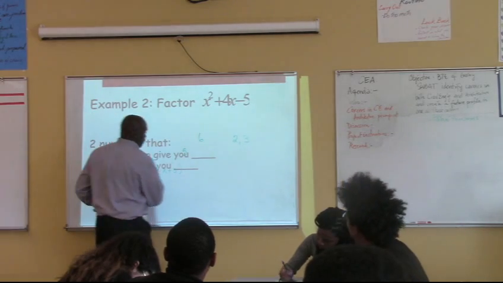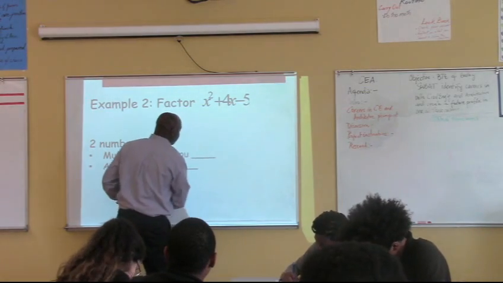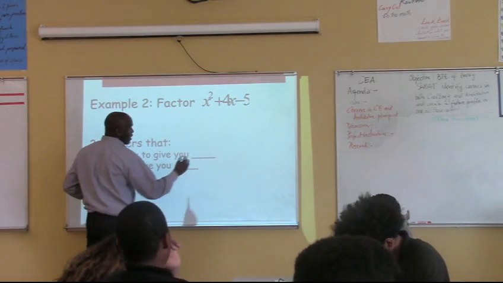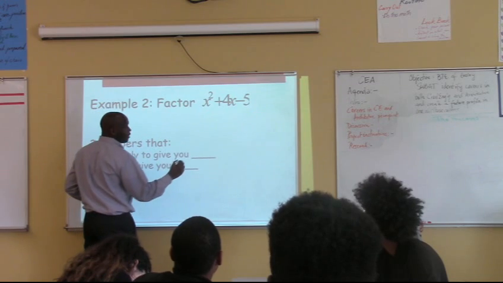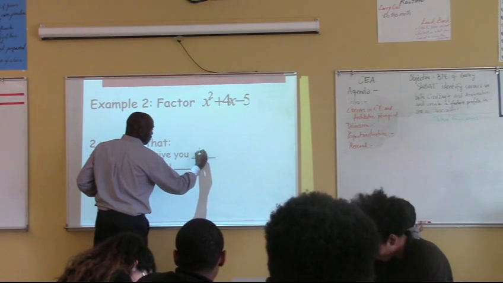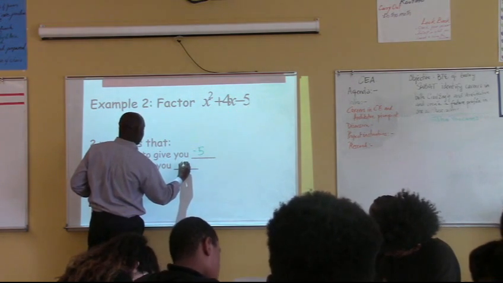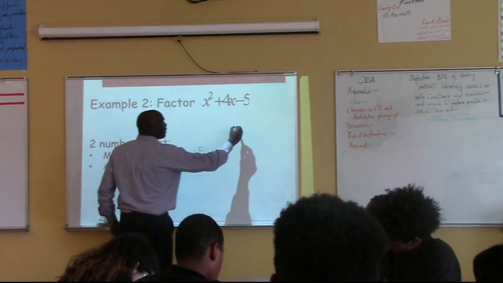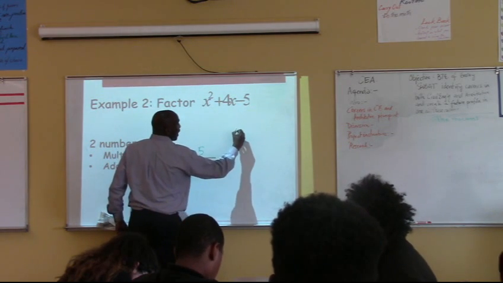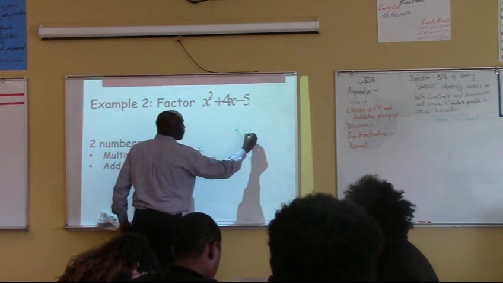So number 4. What are the two numbers that, when multiplied together, give us negative 5? We want to get negative 5 when we multiply, and we want to get 4 when we add. So it is 5 and negative 1.